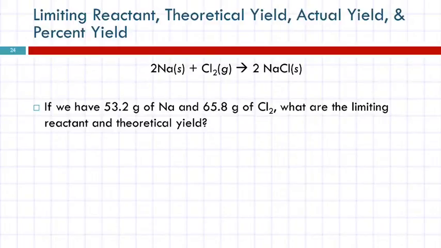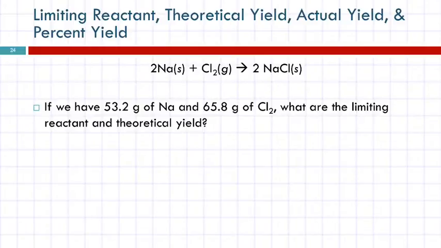So let's look at this example. Here we have sodium and chlorine reacting to form sodium chloride. If we have 53.2 grams of sodium and 65.8 grams of chlorine, what are the limiting reactant and theoretical yield? This is very similar to the problem we just finished.